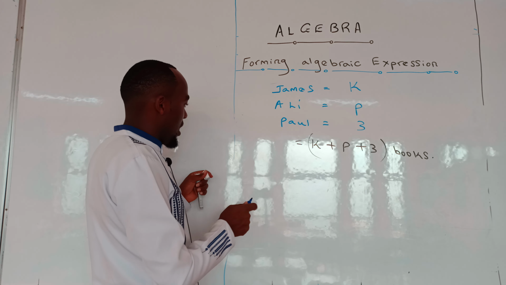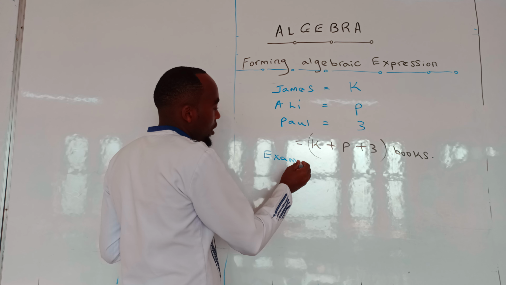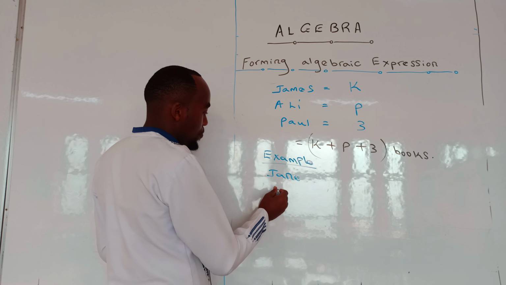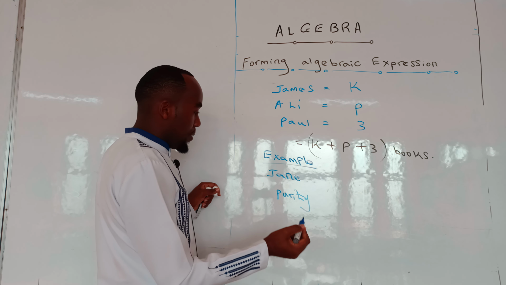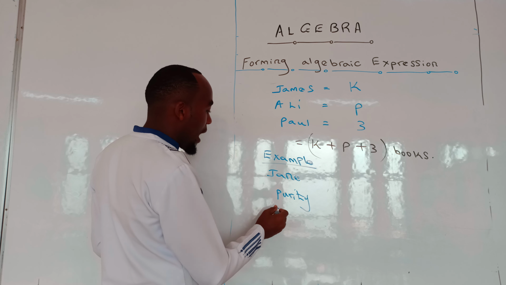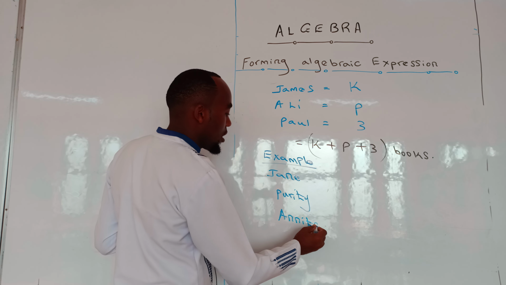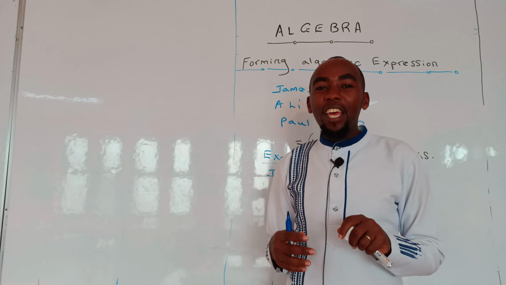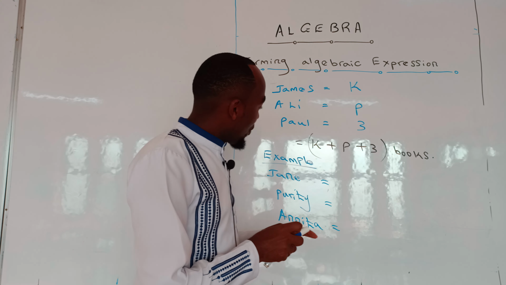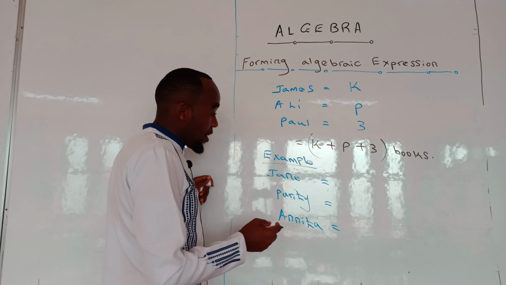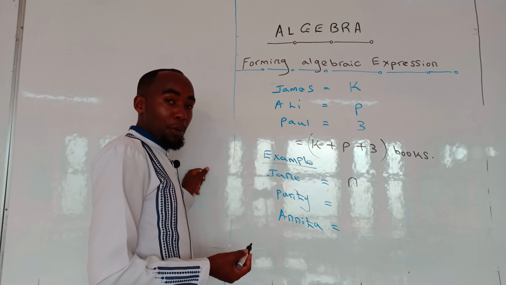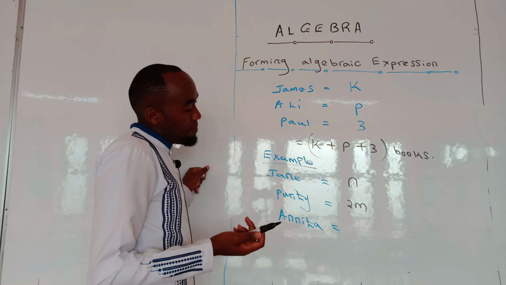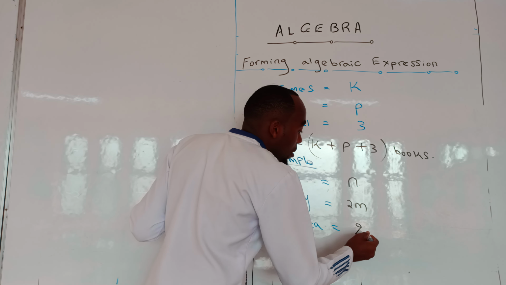Maybe another example here, and a quick one. For instance, let's talk of Jane. Let's talk of Purity. And maybe let's talk of Anita. Those 3 students. Let's assume that they were given mangoes. Therefore, let's assume that Jane was given N mangoes. Purity was given 2M mangoes. And let's say Anita, maybe she was given Q mangoes.